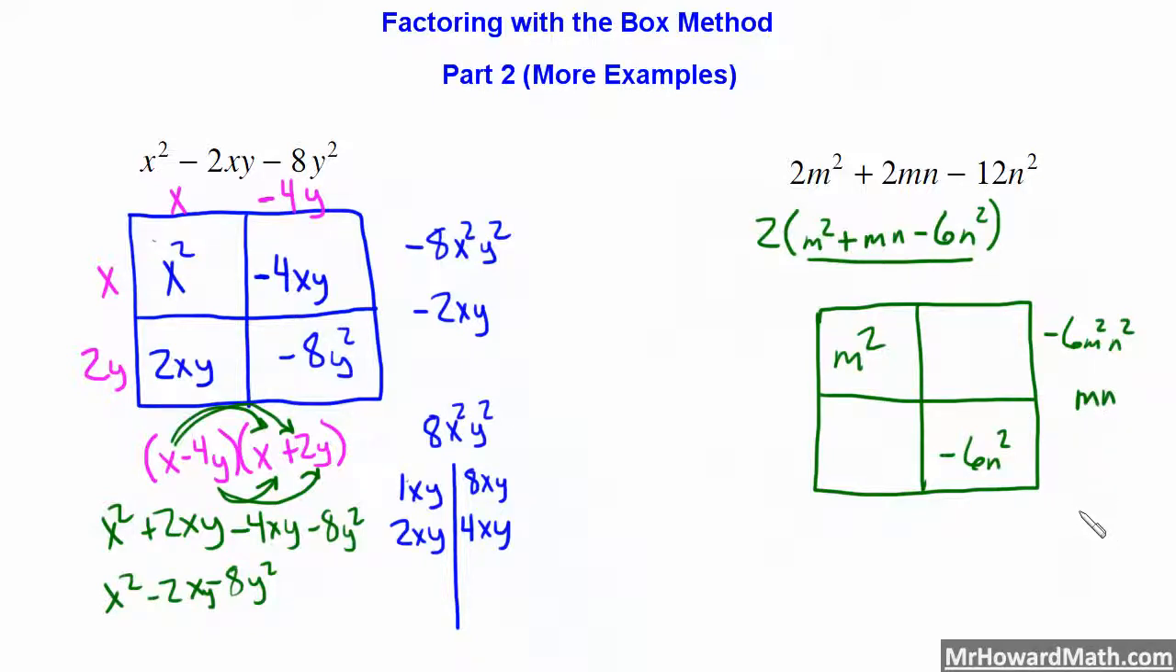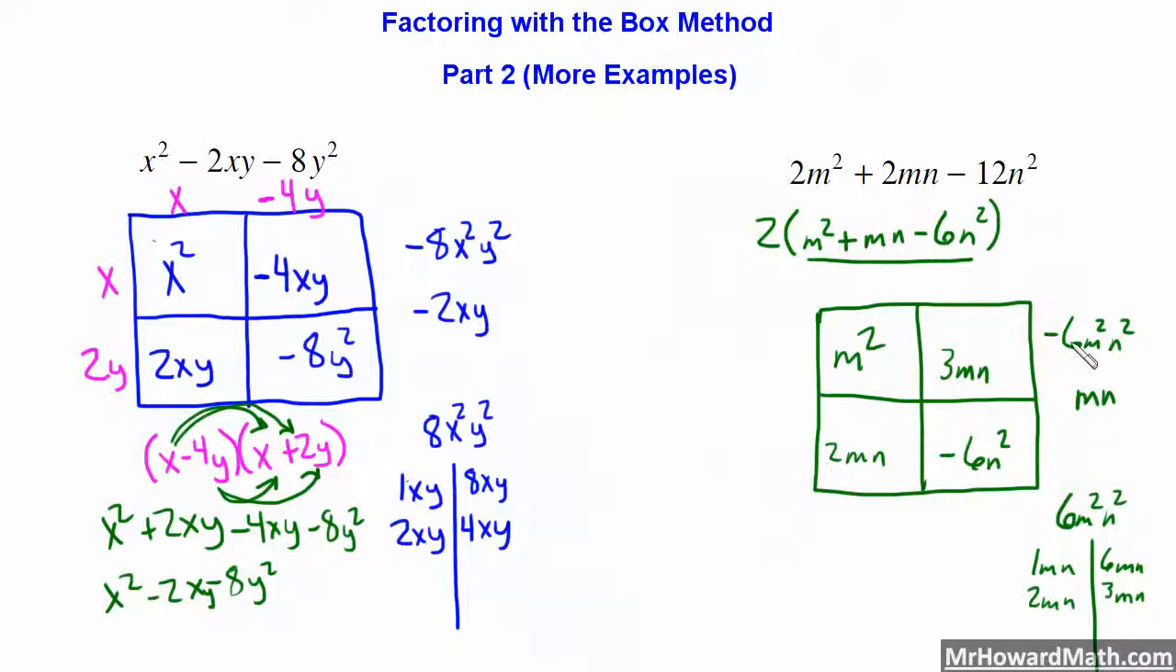Now let's draw our table. We'll worry about the signs later. We've got 6m squared n squared, we need that product. So let's start with the basics. It could be a 1mn and a 6mn. That's 7 or 5, so that's not going to work. Let's do a 2mn and a 3mn. That looks like that's going to be it right there. So let's write that 2mn and 3mn.